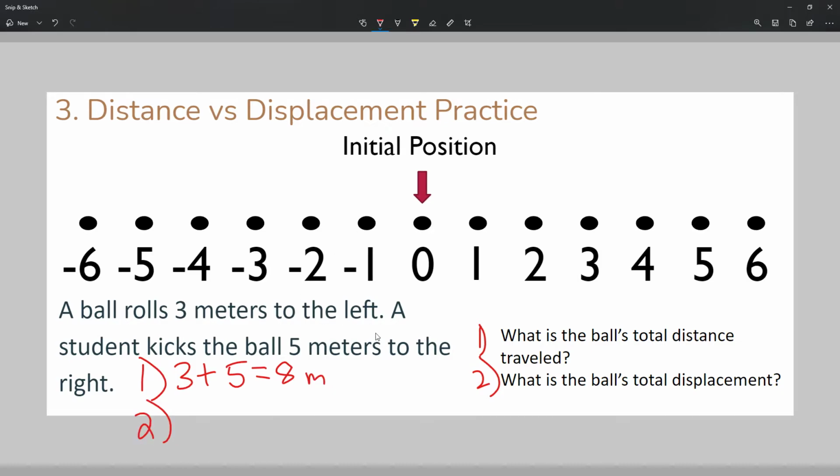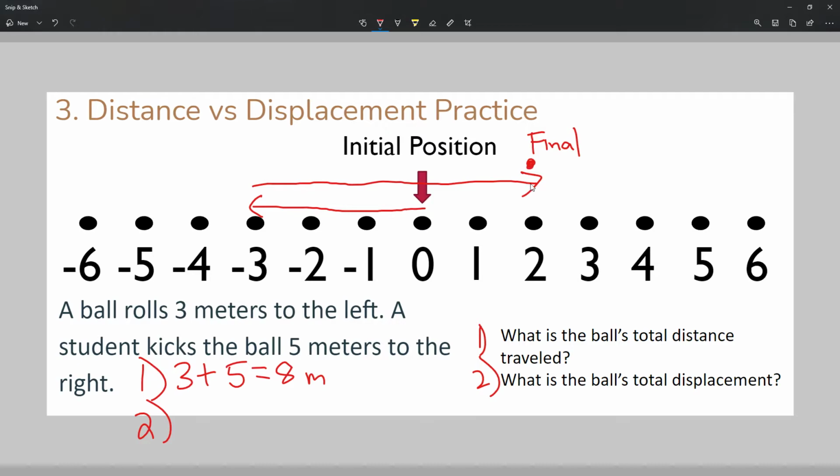So the student kicks the ball. Well, now we're asking about displacement. Let's draw on this graph. So let's start at 0. We always start at 0. A ball rolls 3 meters to the left. And the student kicks the ball 5 meters to the right. So the ball is 5 meters to the right. And so we end up here. And so this is our final position.